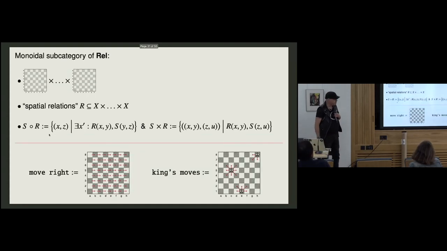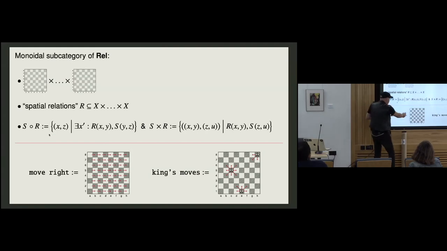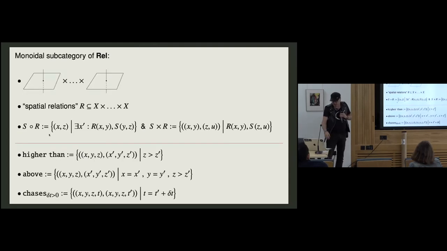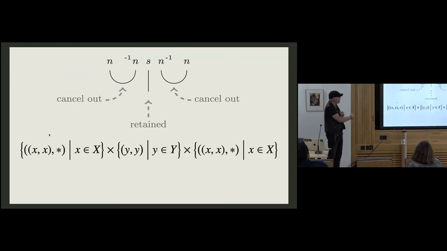And here are some examples of spatial relations, like move right is represented graphically here. King's moves, that's another spatial relation. Next stop and so on. You see the system, how it works. So you can really represent these relations, in the Cartesian case, whatever. And then of course you get your cups and your caps in the category of relations, so you can represent grammar too. So here is a representation of this grammatical structure as a relation.